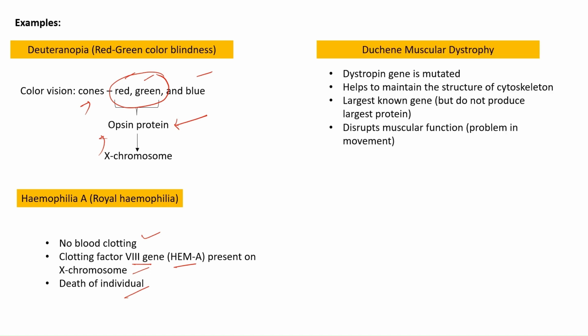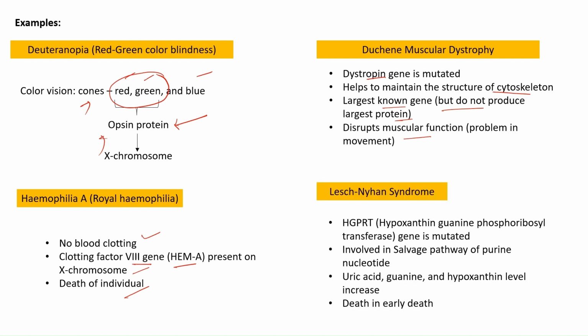The next disease is Duchenne muscular dystrophy. Here the dystrophin gene gets mutated. What is the function of the dystrophin gene? It helps to maintain the structure of the cytoskeleton. It is the largest known gene, but does not produce the largest protein, because most of the gene consists of introns. It disrupts muscular function, therefore it creates problems in movement.